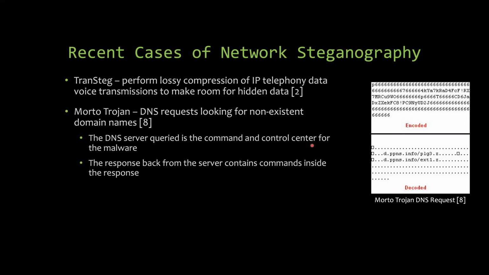And so you can see over here the next example, Morto Trojan, which uses DNS requests to look for non-existent domain names. So the DNS server is queried by the Seek2 server, and then the response back from the server contains the commands that are inside the response. But typical network monitoring solutions wouldn't be able to detect something like this because of the encoding that is present there.